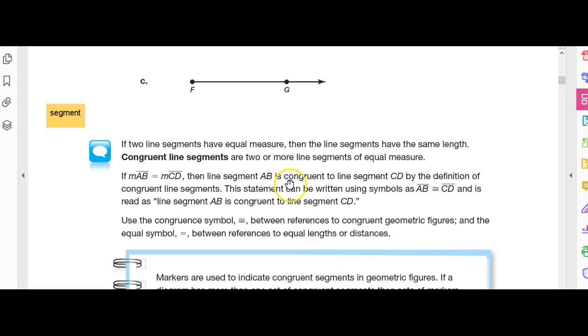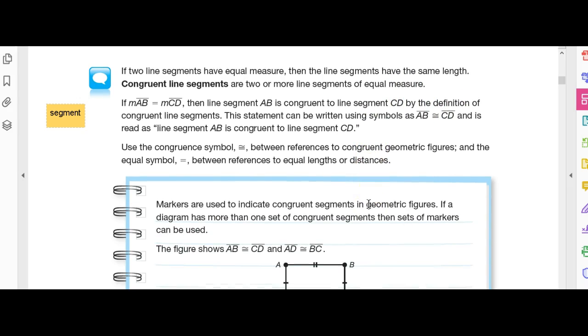Okay. It says if two line segments have equal measure, then the line segments have the same length. Congruent line segments are two or more line segments of equal measure. So here we get into a new word called congruent. We talk about things being congruent. In geometry, we're talking about objects, you hear me keep talking about this. And if objects have all the same properties, then they would be equal, right? They would be exactly the same in every way.